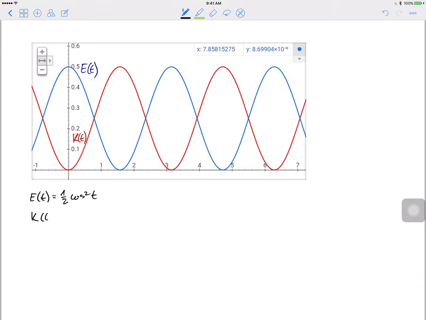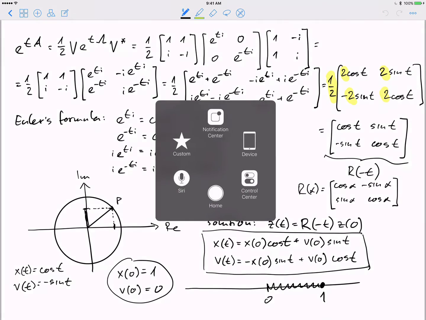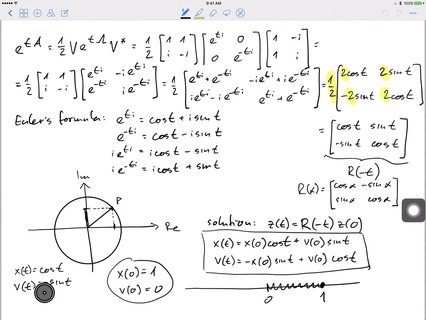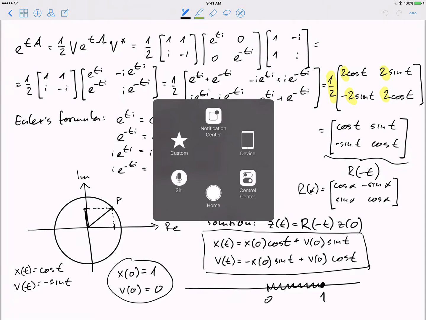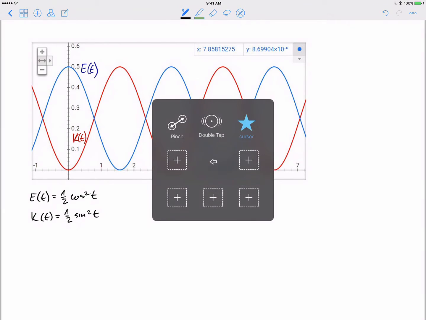And the kinetic one, similar story, right? If I can go back here, it's kind of easy to do with a finger. So the velocity is minus sine t. The kinetic energy is 1/2 of the velocity squared. So that's going to be what? Exactly, 1/2 sine squared of t. And those are exactly the functions I have plotted on this graph.